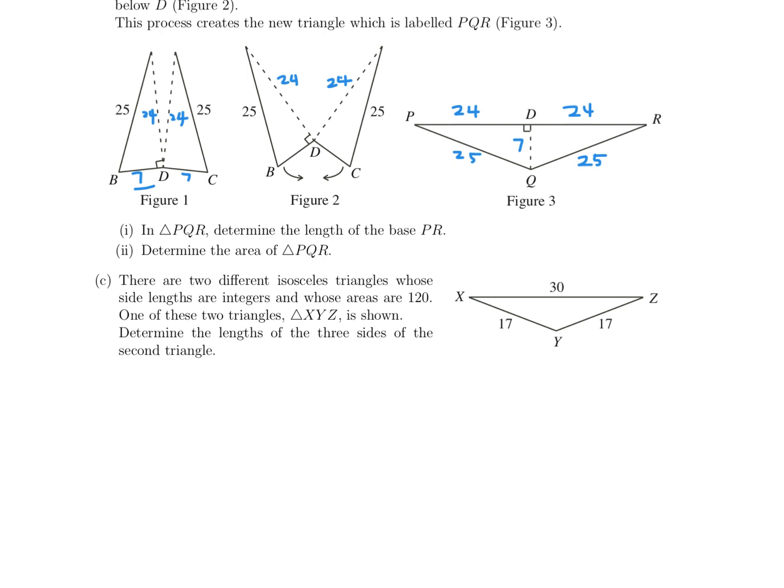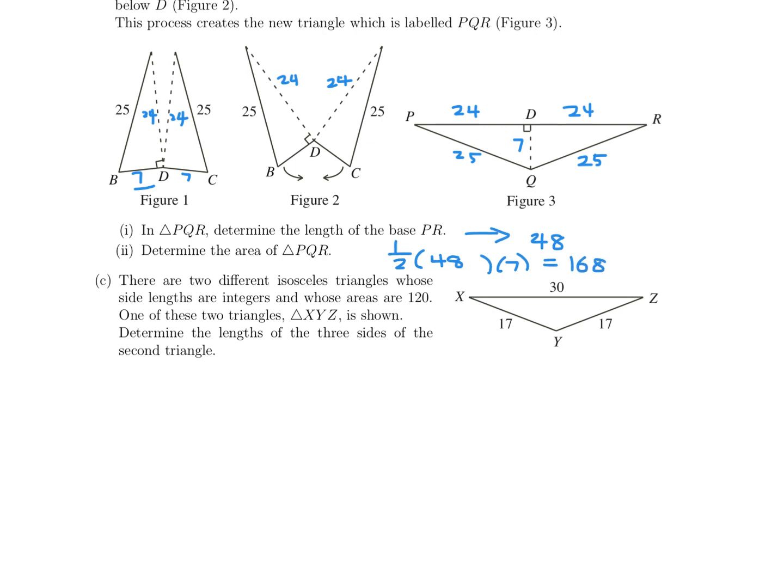Determine the length of PR. So PR looks to me like it's 48. Okay, that's pretty straightforward. Determine the area of PQR. So to determine the area, that's going to be 1/2 base times height. The base is 48. The height is 7. And therefore, this is 168.